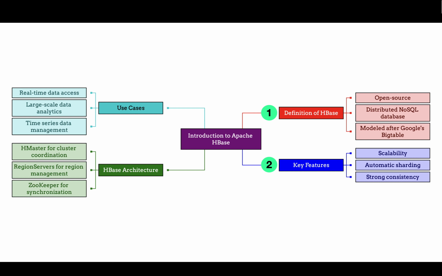2. Key features. HBase features include scalability, automatic sharding, easy data replication, strong consistency, and support for high throughput and low latency operations. 3. HBase architecture. HBase architecture includes components like master, for cluster coordination, region servers, to serve and manage regions, Zookeeper, for maintaining cluster configuration and synchronization, and HDFS, for data storage.